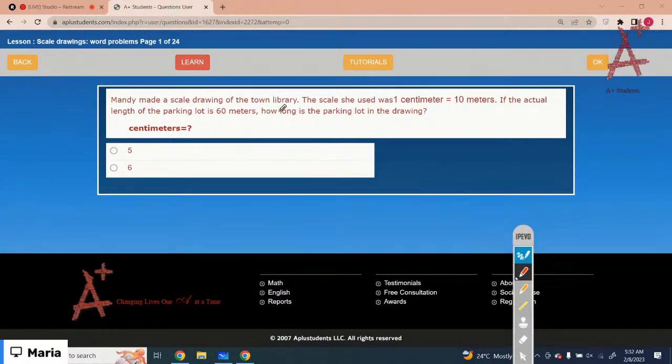Mandy made a scale drawing of the town library. The scale she used was 1 centimeter equals 10 meters. Got it? If the actual length of the parking lot is 60 meters, how long is the parking lot in the drawing? So it would be 60 meters, so you have to divide it by 10. 10 times what number is 60? 10 times 6 is 60. That means in the drawing it is 6 meters. Got it?